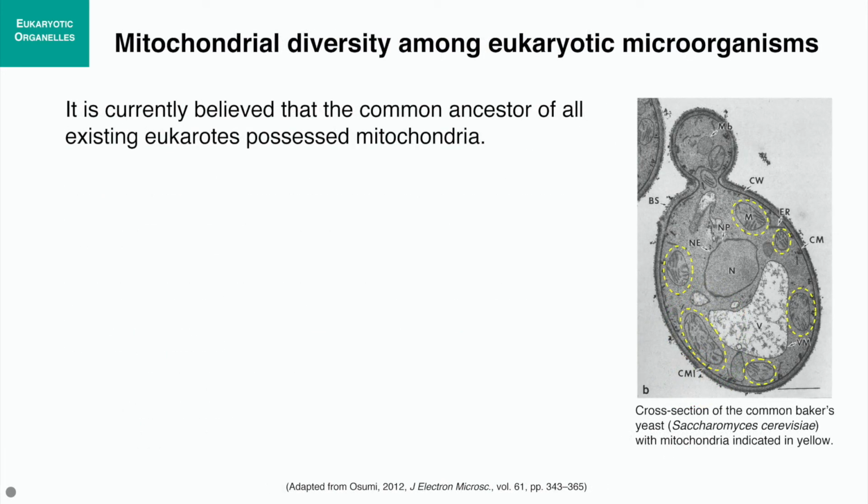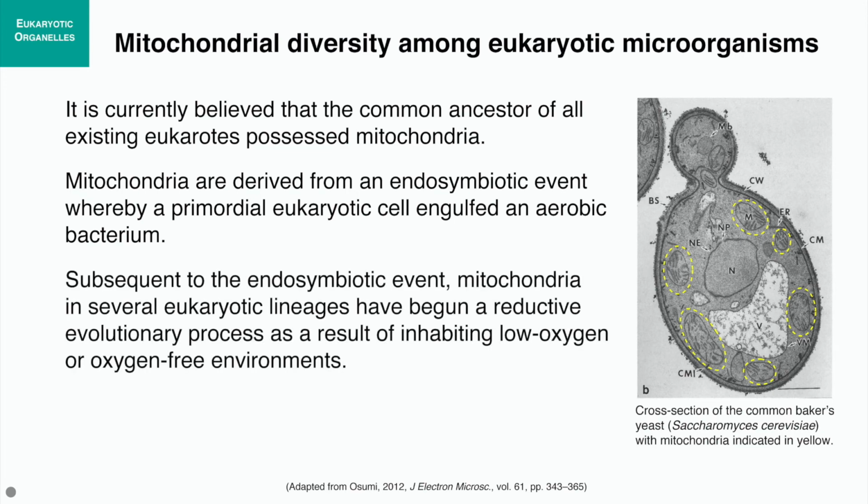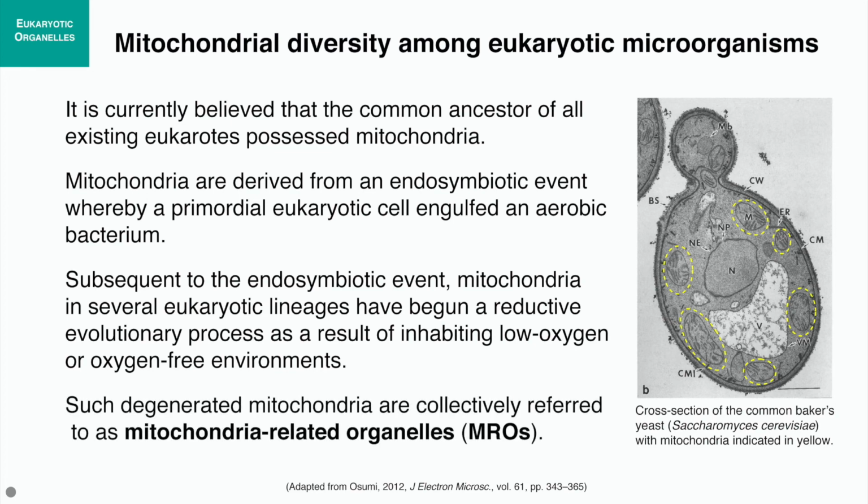It is currently believed that the common ancestor of all existing eukaryotes possessed mitochondria. Mitochondria are derived from an endosymbiotic event whereby a primordial eukaryotic cell engulfed an aerobic bacterium. Subsequent to the endosymbiotic event, mitochondria in several eukaryotic lineages have begun a reductive evolutionary process as a result of inhabiting low oxygen or oxygen-free environments. Such degenerated mitochondria are collectively referred to as mitochondria-related organelles.